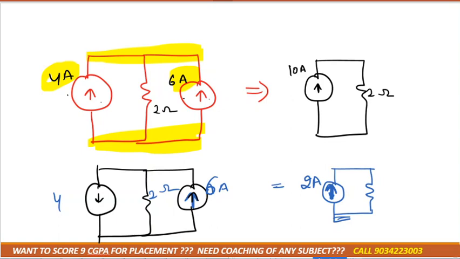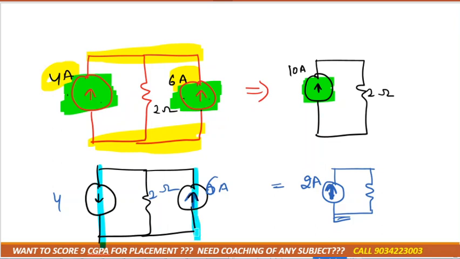One more thing you should know: if we have two current sources connected in parallel, meaning the voltage across them is the same, and the current sources are moving in the same direction, like both moving upward, then the currents add with each other. 4 plus 6 is 10. But in this next case, the currents are moving in opposite directions. 6 ampere is moving upward, 4 ampere is moving downward. So in this case, the currents subtract.